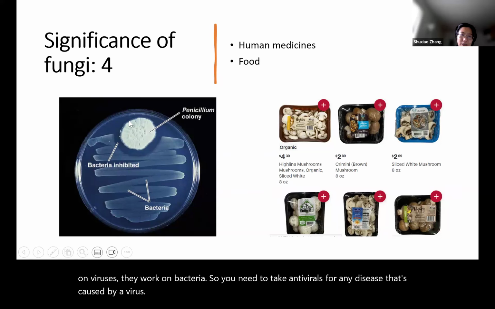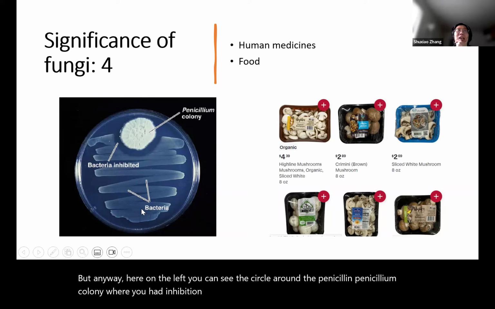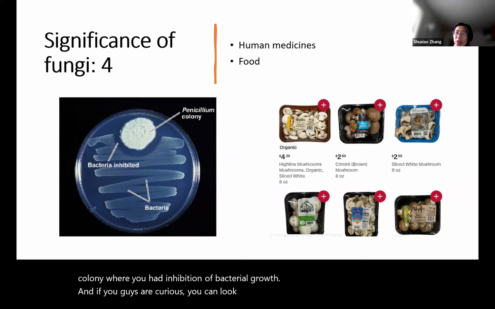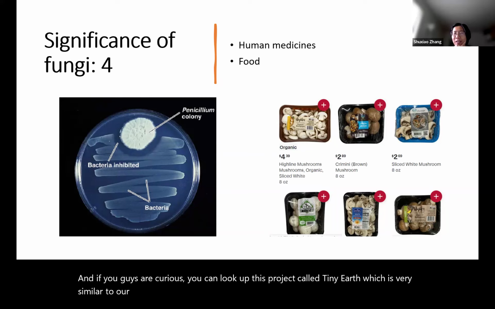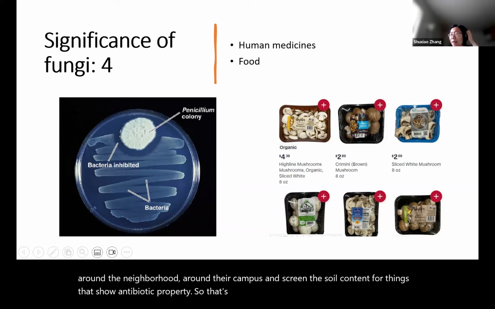But anyway, here on the left, you can see the circle around the penicillium colony where you have inhibition of bacterial growth. And if you guys are curious, you can look up this project called Tiny Earth, which is very similar to our CURE project, except instead of sampling trees, they sample soil from around their neighborhood, around their campus, and screen the soil content for things that show antibiotic property. So that's very cool. There are many schools and campuses involved.